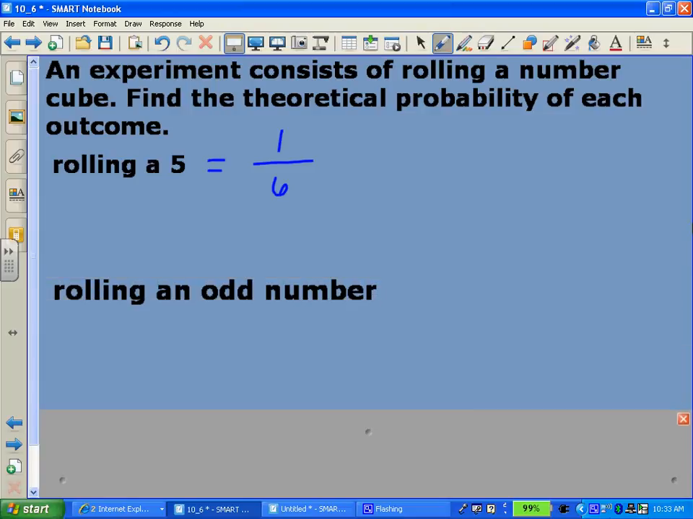What about the theoretical probability of rolling an odd number? There's still 6 sides. How many odd numbers are there? Well, 1, 3, and 5. So there's 3 odd numbers. So we'd have a 3 out of 6 chance of getting an odd number, or 1/2.